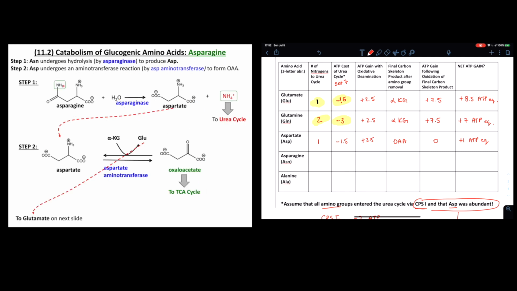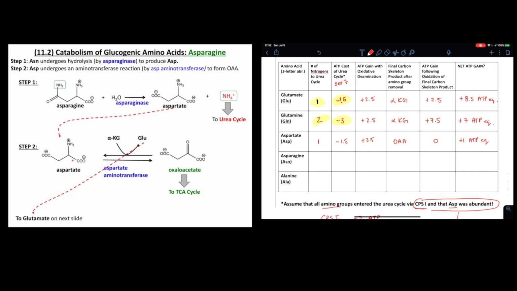Okay, let's try asparagine, which I call the Asian amino acid because ASN is the abbreviation. So the difference between aspartate and asparagine is that there's an extra nitrogen there on the side chain. So just like glutaminase, we're going to have an enzyme here called asparaginase, which is going to use a hydrolysis reaction to remove this nitrogen from the side chain. And this nitrogen will go directly into the urea cycle.